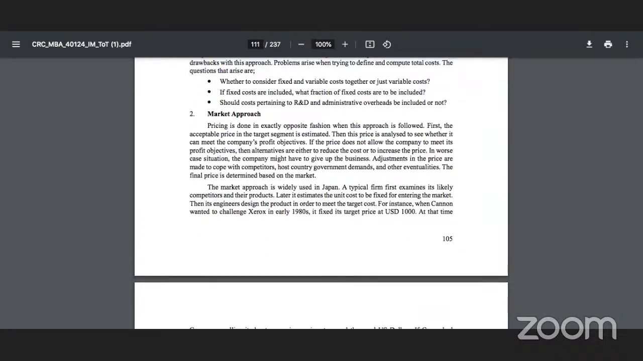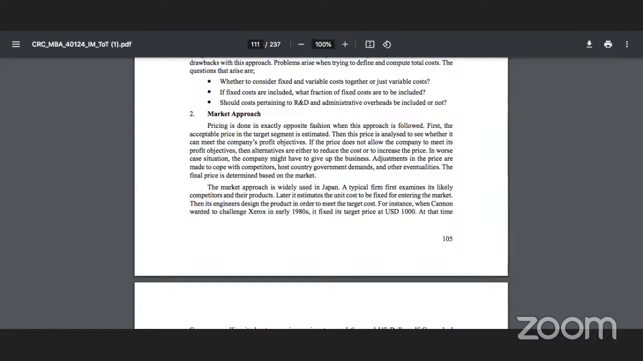Now, while we were looking at the cost approach, now let us look at the market approach. So here pricing is done in exactly the opposite manner. So what does the firm do? First, it arrives at an acceptable price in that target segment it is estimating. So this price is analyzed to see whether it can meet the company's profit objectives. And I am determining the price of my product based on the conditions prevalent in that particular market, both in terms of competitors and any possible government regulations.